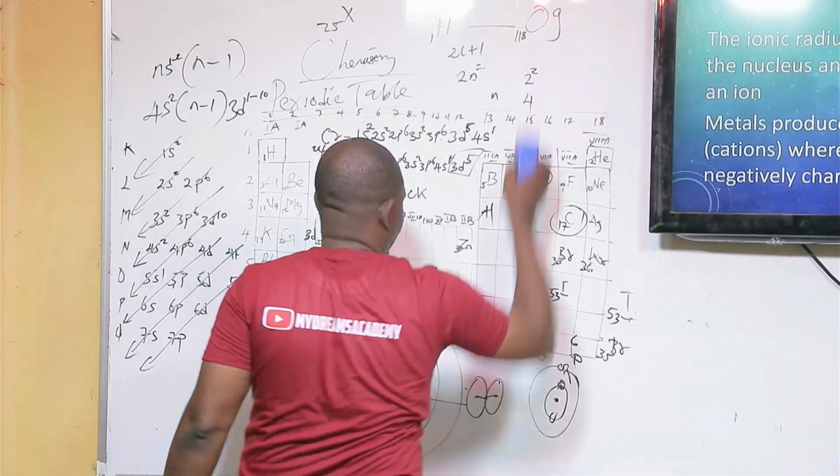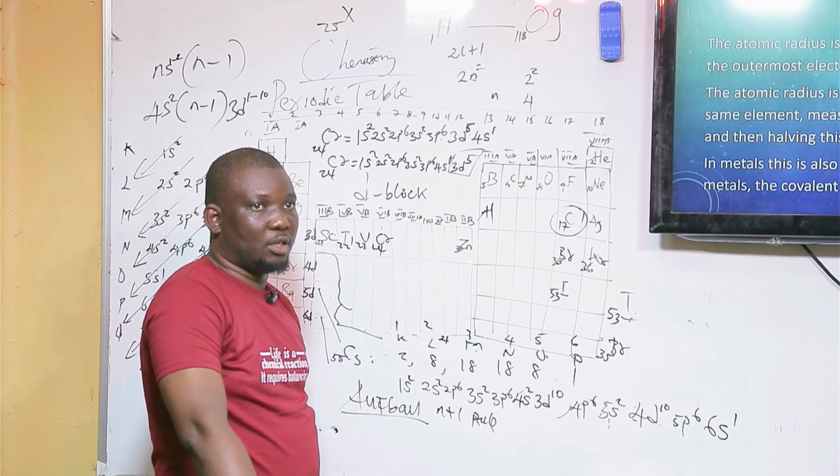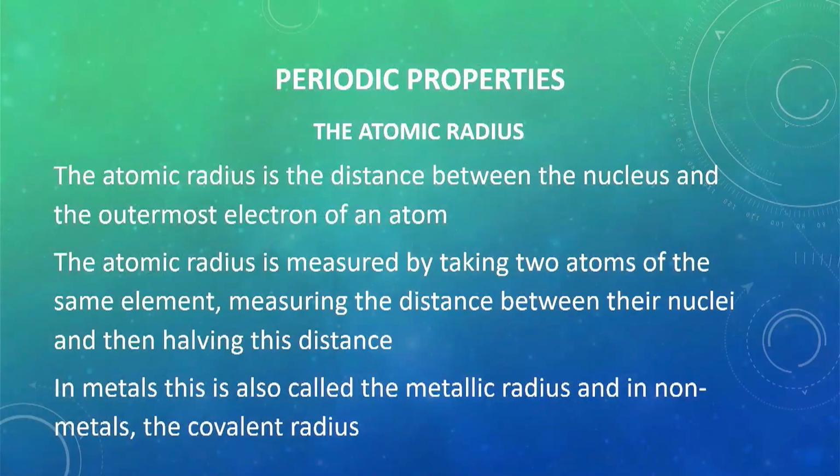Ionic radius. Properties of the periodic table, or what we call periodic properties. One is atomic radius. Atomic radius has to do with the size of the atom.